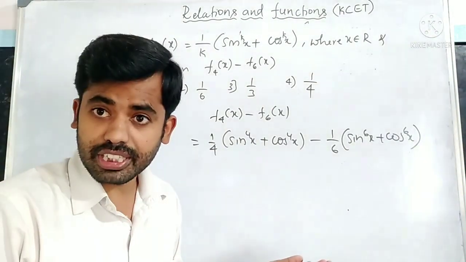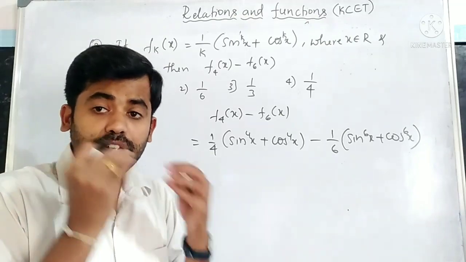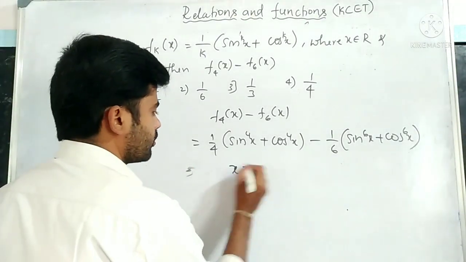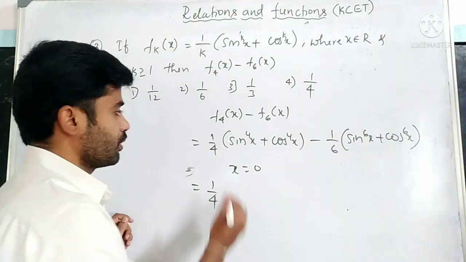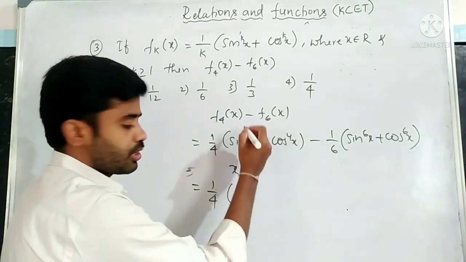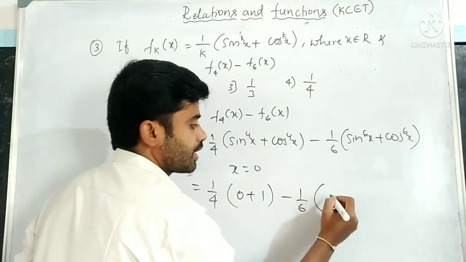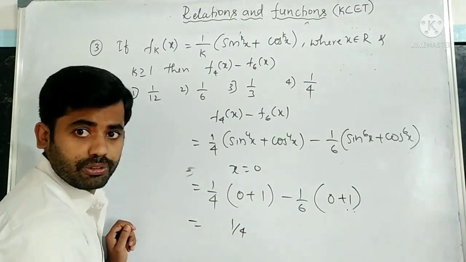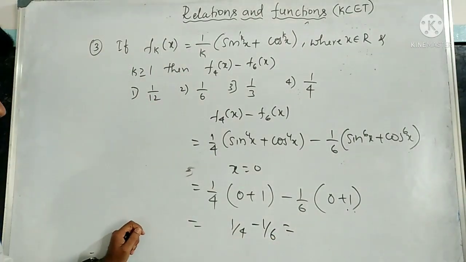Sin 0 we know is 0, cos 0 we know is 1. It is easy to simplify. This is the verification method. Now I will fill x value as 0. That's why 1 by 4, you can take x value as 0. Sin 0 is 0, 0 plus 1, minus 1 by 6 times (0 plus 1). It is nothing but 1 by 4 minus 1 by 6.